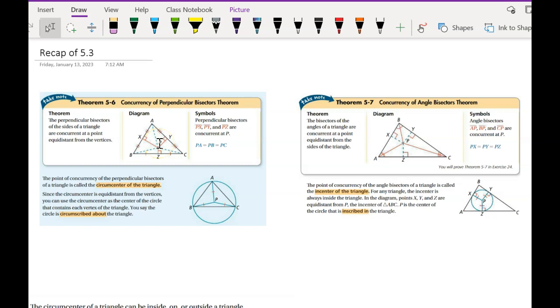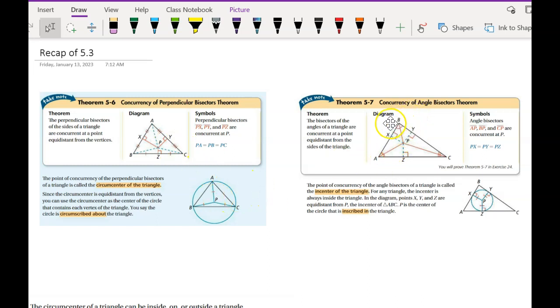So the point of concurrency for perpendicular bisectors is called the circumcenter of the triangle. And the reason it's called the circumcenter of the triangle is because all the vertices of the triangle are equidistant at the point of concurrency. So we could take a circle, and point P here would be the center of the circle.